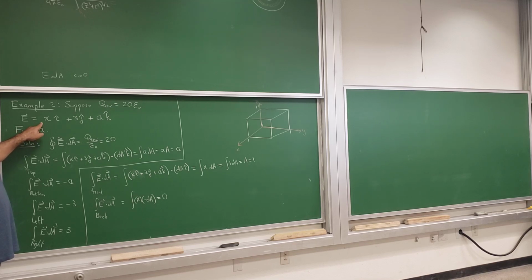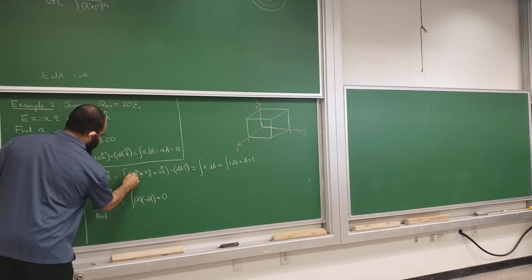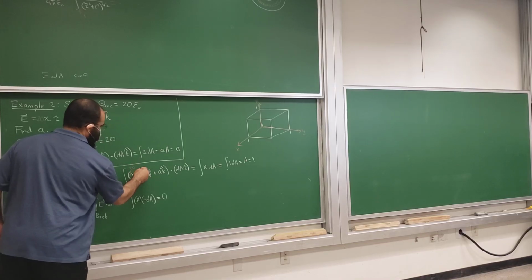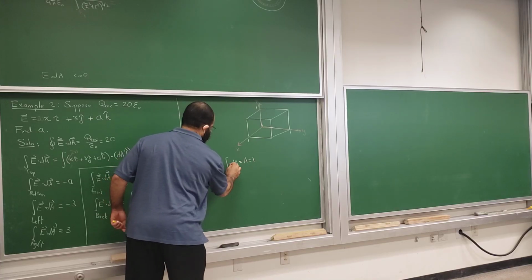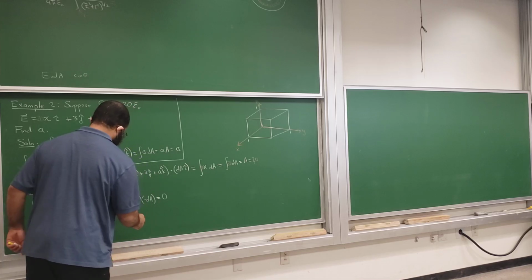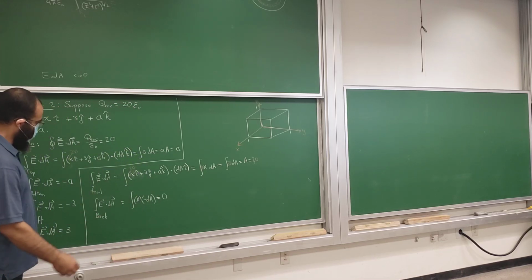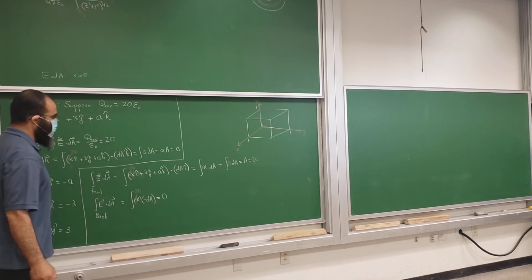Before I proceed, I'm going to make a change so that the problem will work out. I should have chosen 20x here, so that the front face ends up being 20. And at the back it's 20, but x is 0 anyway, so that's 0.